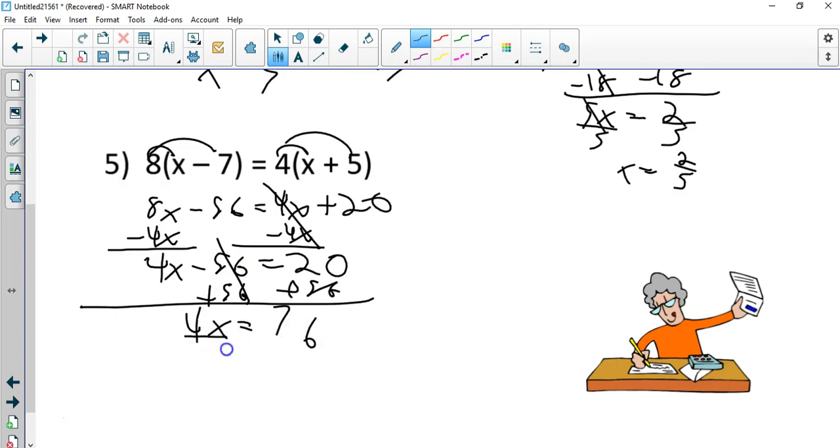Oh, we're actually going to get a whole number answer this time. Half of 76 is 38. Half of that is 19. X equals 19.